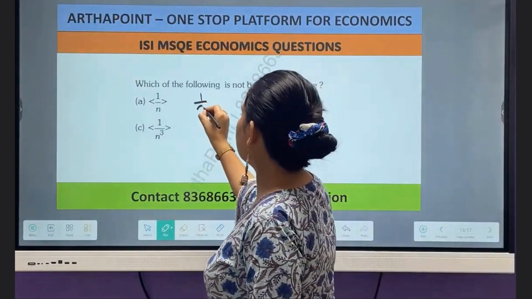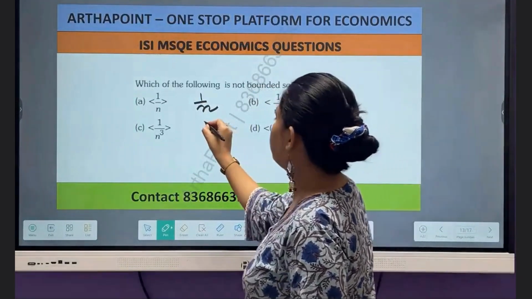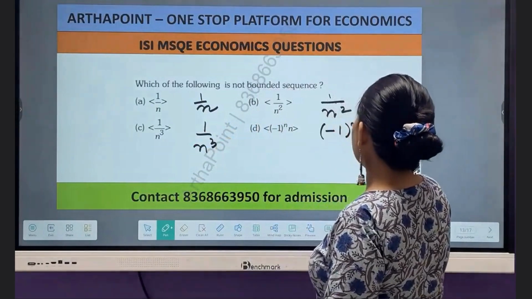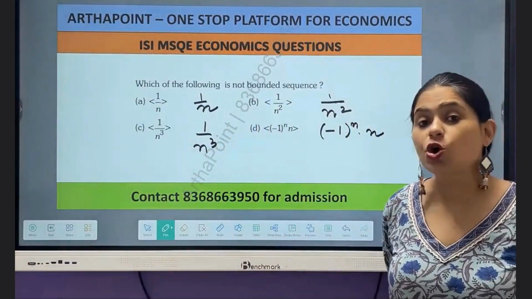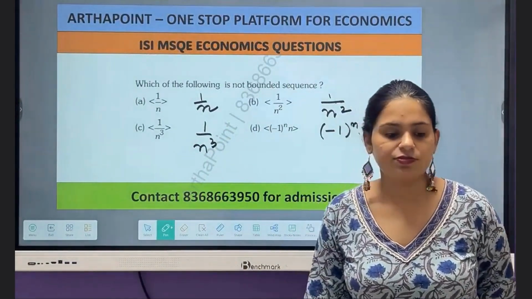The options given are 1 by n, 1 by n square, 1 by n to the power 3, minus 1 to the power n into n. Which of the following is not a bounded sequence? Try to solve this.